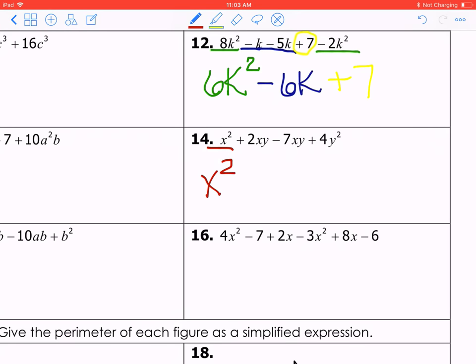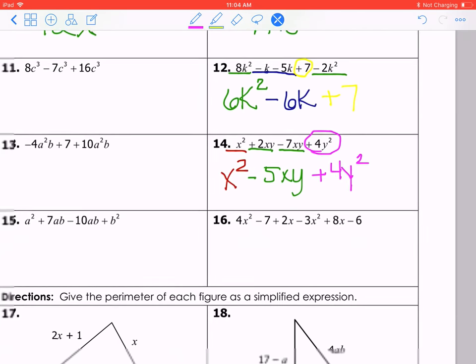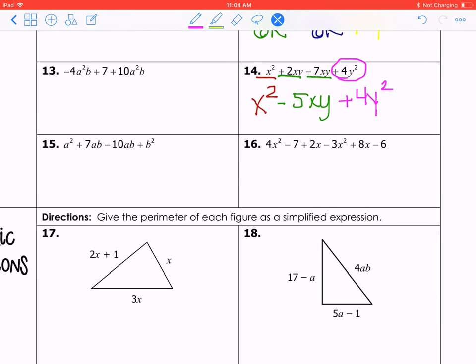The next thing is going to be the xy's. So we're going to combine the plus 2xy and the minus 7xy to give you a negative 5xy. And then lastly, we have to deal with this 4y squared. There's nothing to combine that with because there's no other variable of y squared, so that will go on the back. Okay. Examples like that are setting us up for other things in the future.